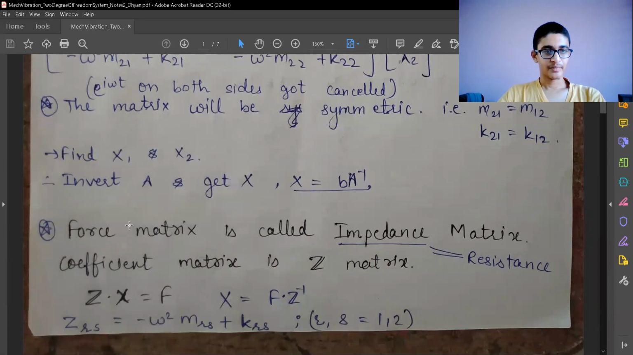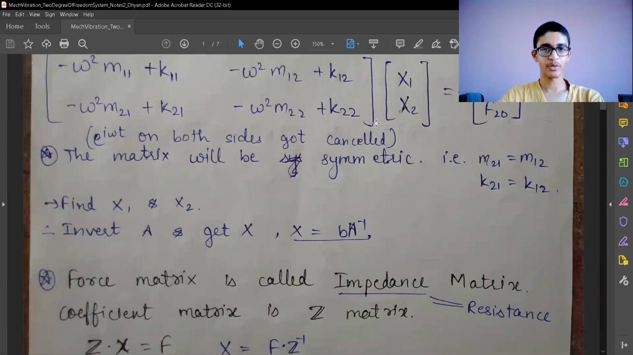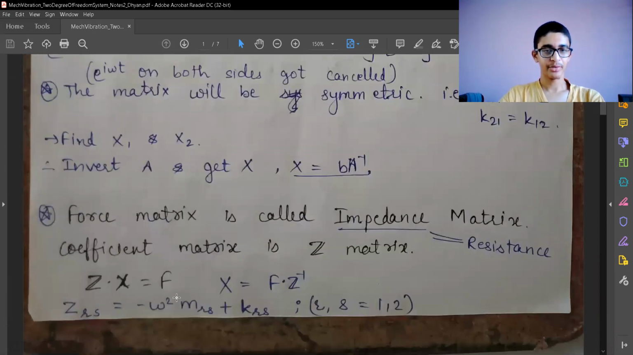The force vector is called the impedance or resistance vector, and the coefficient matrix is the Z matrix. That is, this is the coefficient matrix which has the system parameters. So ZX is equal to F is the representation, and now X will be Z inverse into F. You can do this matrix inverse in Excel, in your calculators, and in MATLAB programming also. There are one-liner programs where you can just directly invert the matrix.